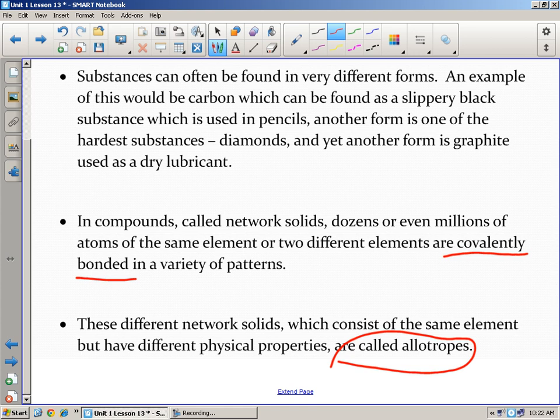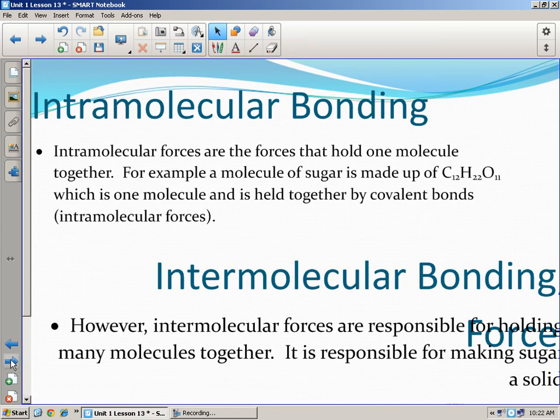Okay, and of course the examples of network solids are things like carbon. Carbon comes in graphite form, pencils, and diamonds. So that was yesterday for that.